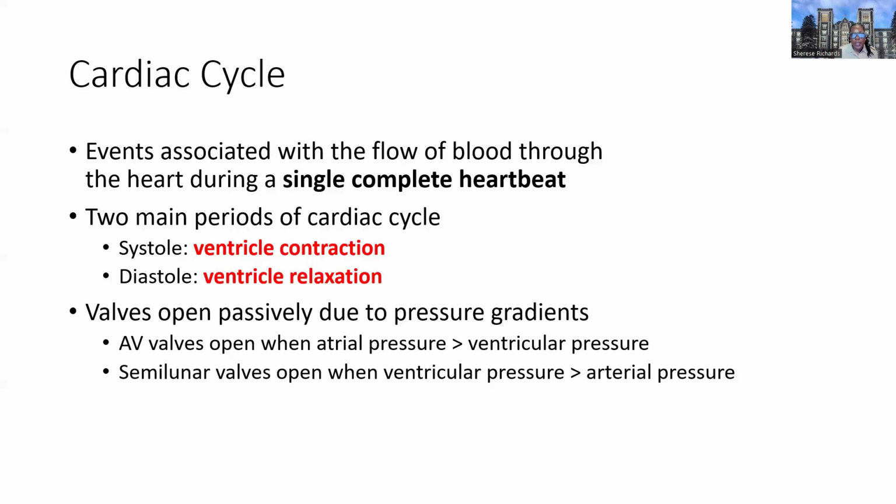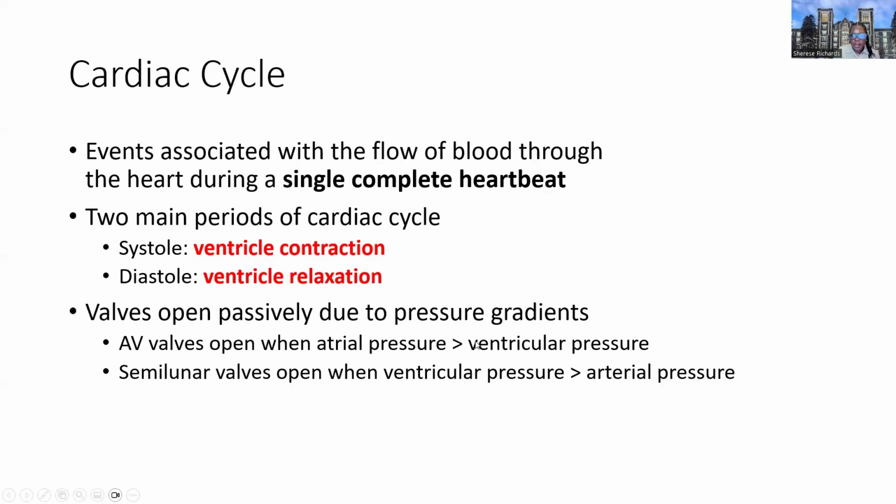Now, there are going to be two main periods: the systole, which is ventricular contraction, and diastole, which is the relaxation of the ventricle. So notice that when we speak about the cardiac cycle, we're pretty much taking the perspective of the ventricle, and not the perspective of all four chambers, although we still need to consider what's happening in all four chambers. But terms like contraction and relaxation are from the perspective of the pressure changes in the ventricle.